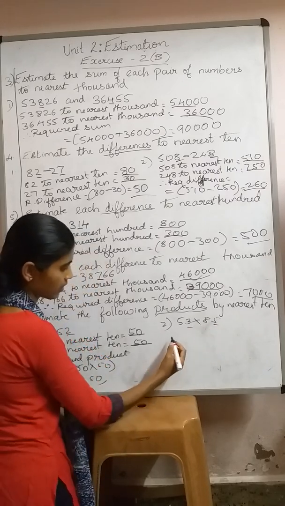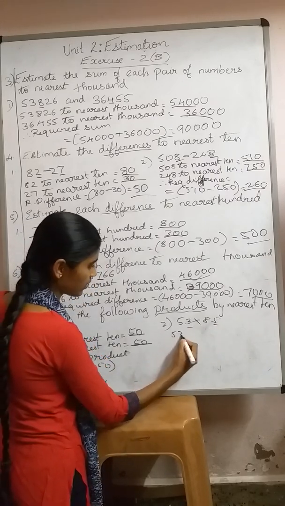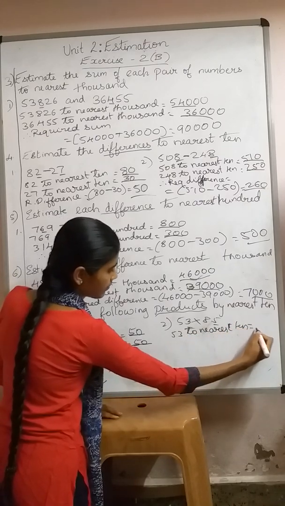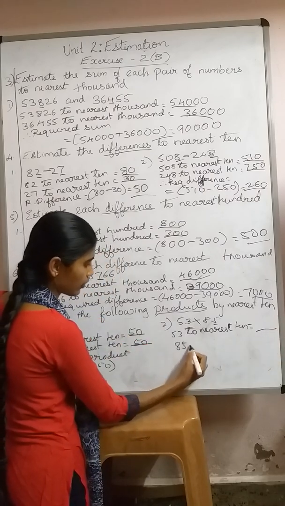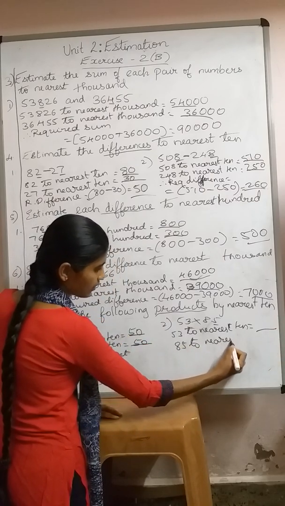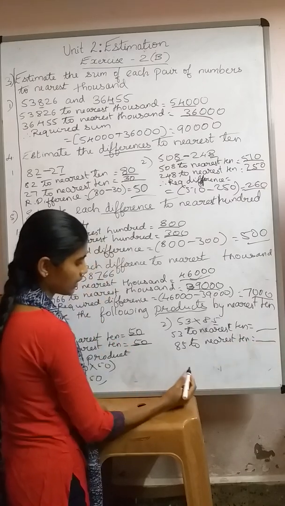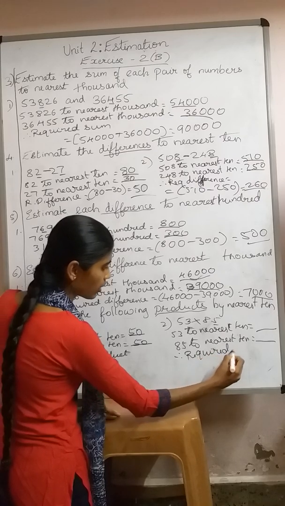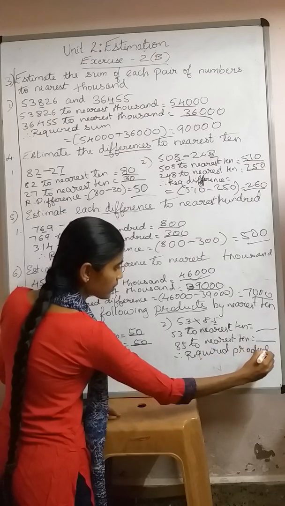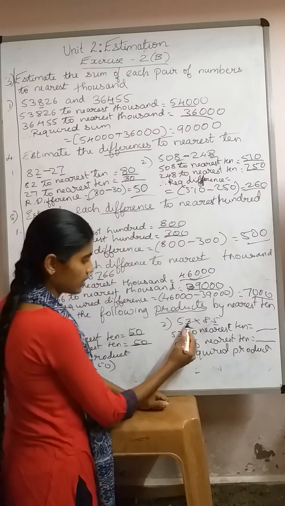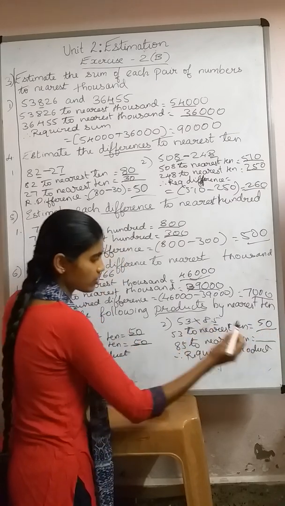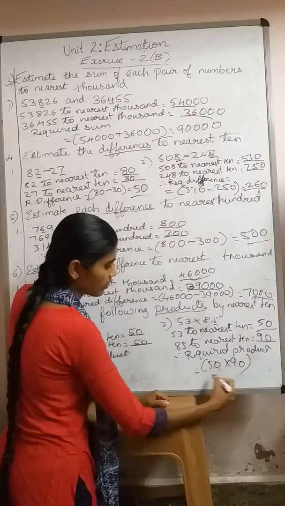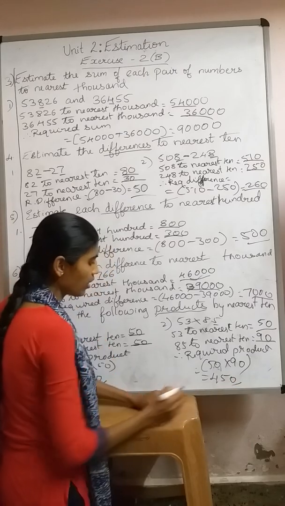Ones place. 53 to the nearest 10, how much? 85 to the nearest 10, how much? Therefore, what are you finding? The required product, no? Equals, let us solve. Here 3 is less, so 50. 5 is more, then what? 90. So 50 multiplied by 90. 450 will be your answer.